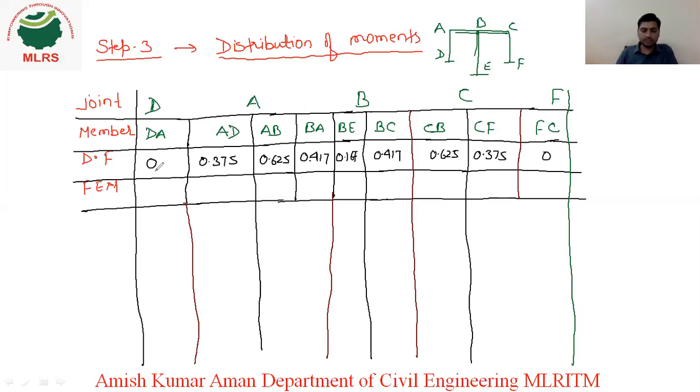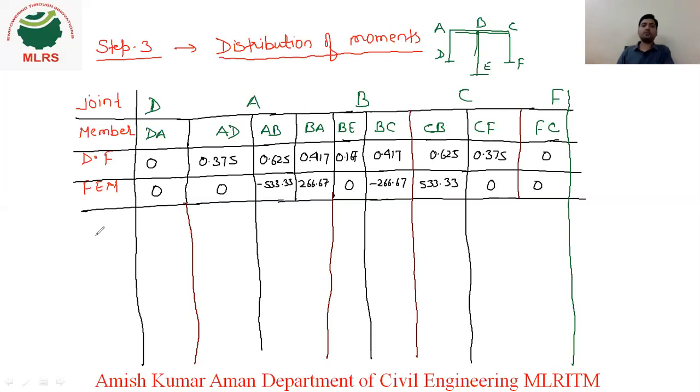What are the fixed end moments? If you write the fixed end moments for the DA span, it's 0. For the ADA span, again it's 0. For AB, minus 533.33. For BA, 266.67 positive value. For BE again 0. For BC minus 266.67. For CB 533.33 positive, and again these two zeros.